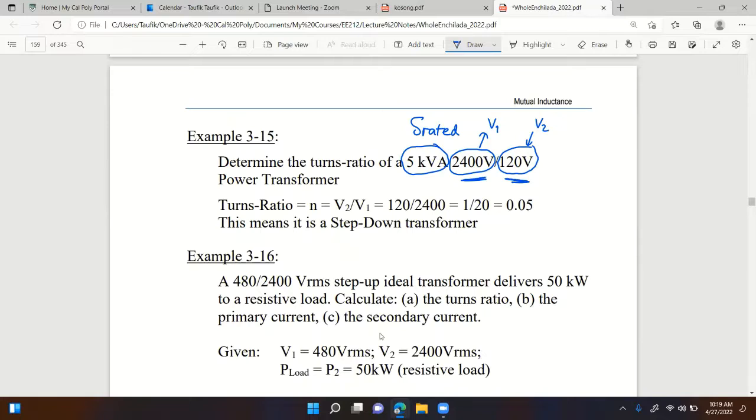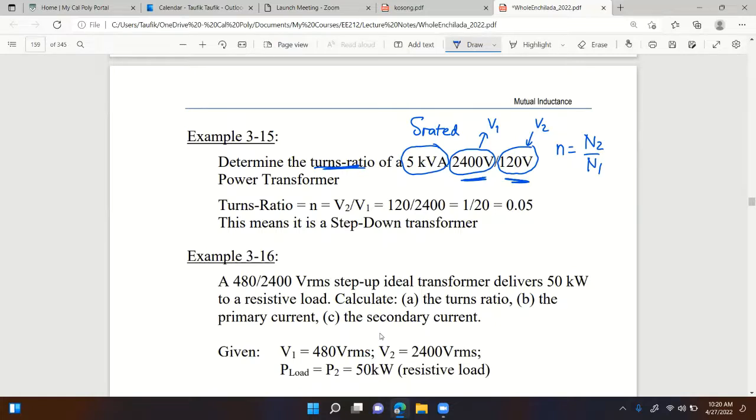Voltage from 2400 to 120, right? So again, just by looking at these numbers, I know this is a step down. And it's asking for turns ratio. So turns ratio is equal to N2 over N1. But I don't have the turns ratio. I don't have the number of turns here, right?